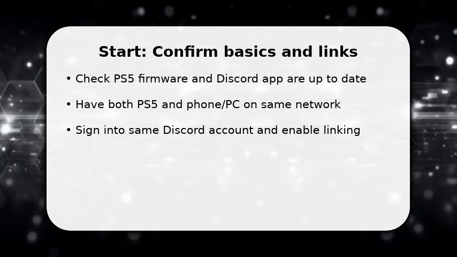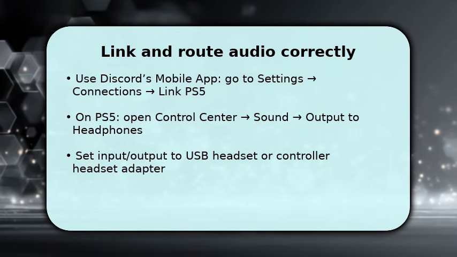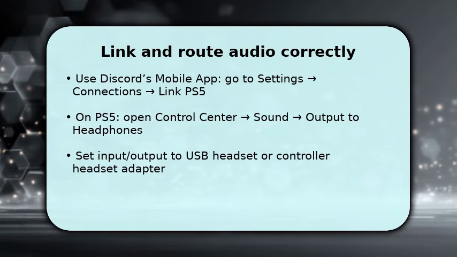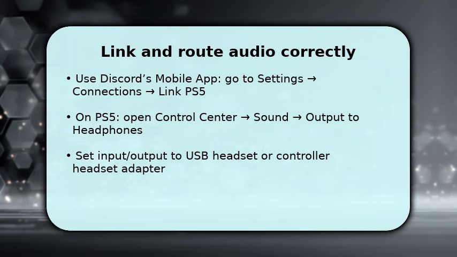Now you perform the link and set audio routing so voice travels both ways. In the Discord app, open connections and choose PlayStation Network or the PS5 link option. Follow the authorization prompts. This pairs accounts.